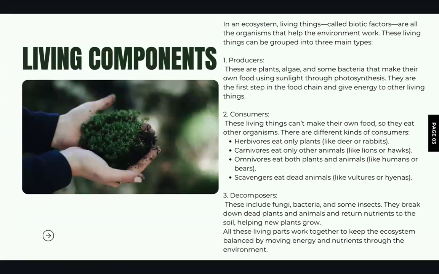So with the living components, there's producers, which are plants that eat up sunlight and use photosynthesis to grow themselves. Consumers are animals that either eat these plants or eat other animals, and then decomposers are fungi, bacteria, or just insects that eat those dead items, okay?